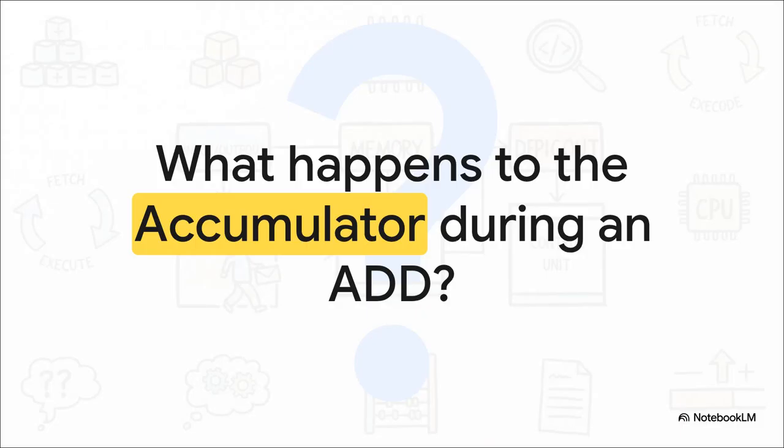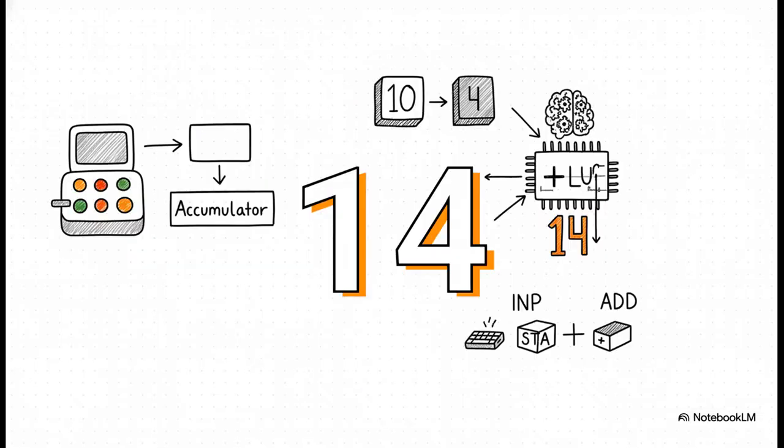Now, let's do a little active thinking here. Imagine you're running a program in the simulator. What visual state changes actually happen in the accumulator when we run an add operation? Like, how does the data physically flow onto our workbench? Let's walk through a concrete example. Say we want to add 10 and 4. First, you run an INP command, and the user types 10. Boom, that 10 appears instantly in the accumulator.